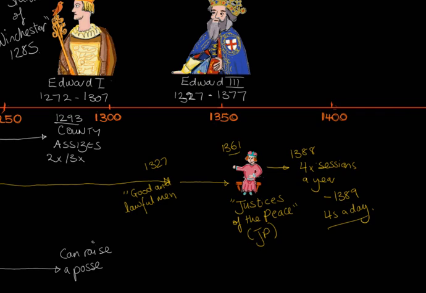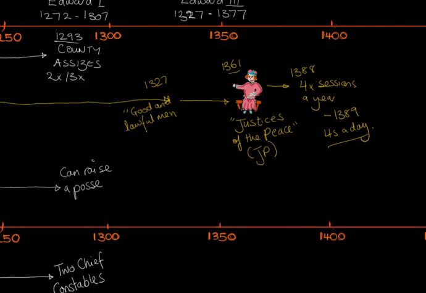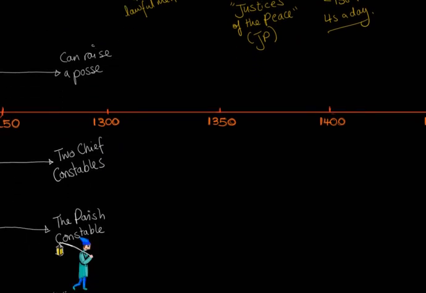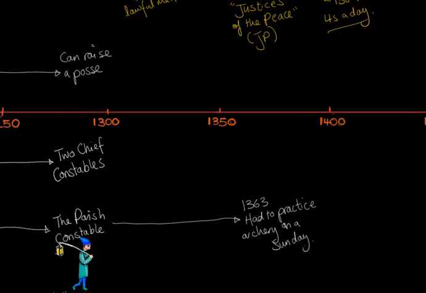So that's one change. Another change that Edward brings in is that the parish constable is given the responsibility of making everybody in the tithing practise their archery on a Sunday. And that was to make sure that they were ready in case they had to fight or chase anyone. So all of that is crime and punishment.